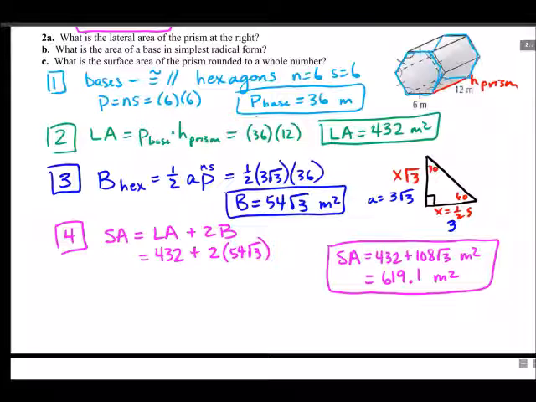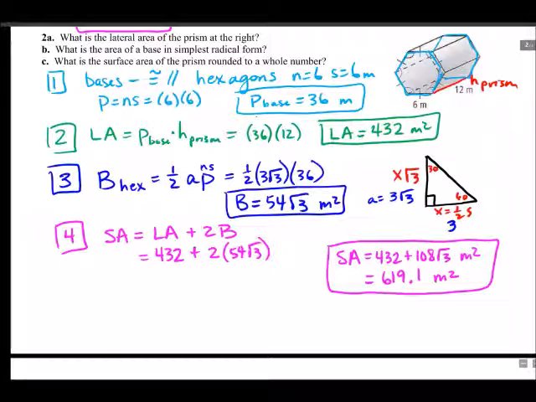We did this problem. First thing I did was to find my bases, and I looked for my congruent parallel sides. They are the hexagons on either end. So I know that the number of sides is 6, and my side length is 6 meters. And then I can find the perimeter of the base. And we know that perimeter is number of sides times side length, so I got 36 meters.